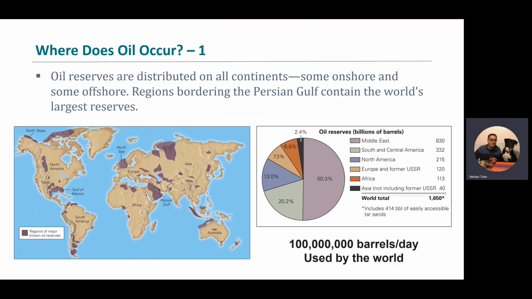And if we look wider afar, oil reserves are distributed on all continents, some onshore and some offshore. Regions bordering the Persian Gulf contain the world's largest oil reserves. So that's here. You can see Russia has huge oil reserves, the North Sea, North Slope in Alaska. You've probably heard of these. Texas, the Gulf of Mexico. Significant oil reserves in South America, off the coast in Australia, Indonesia, and some places in Africa as well.